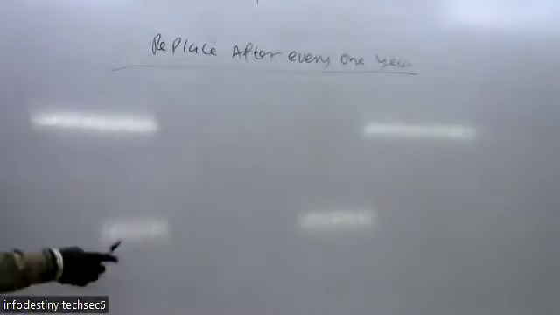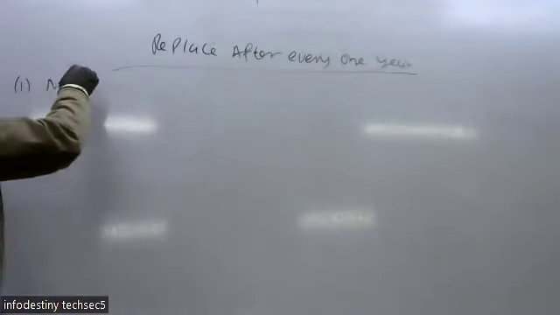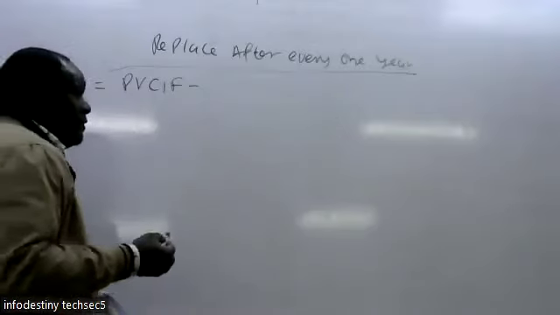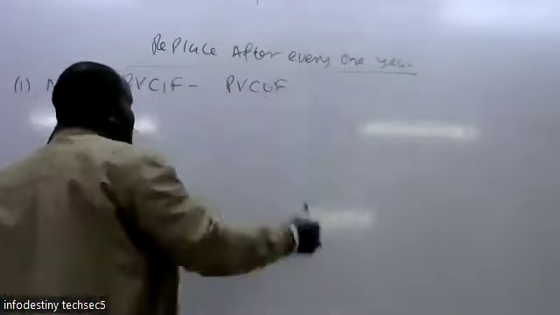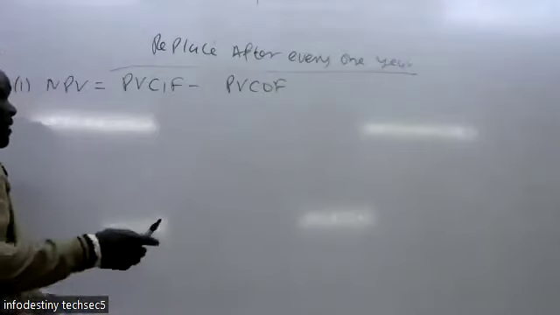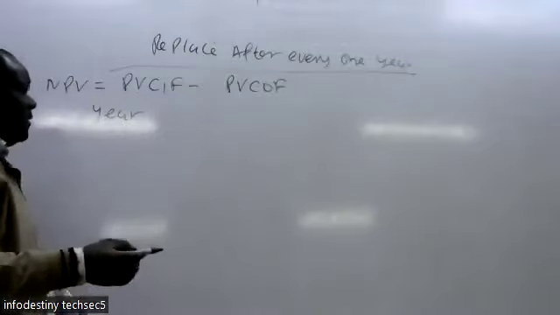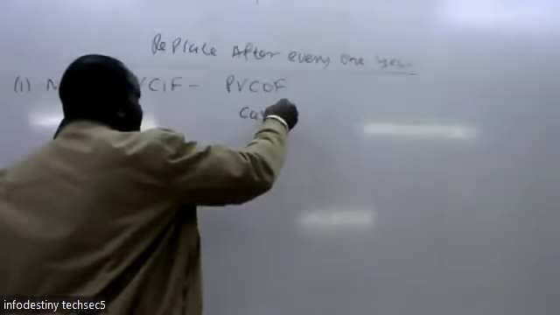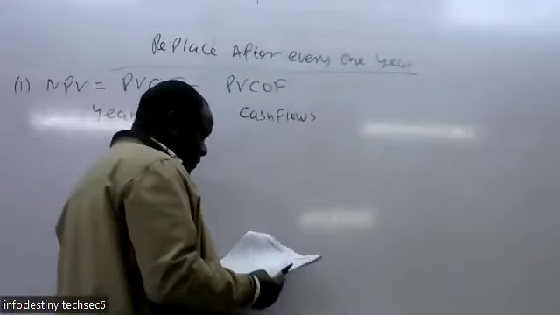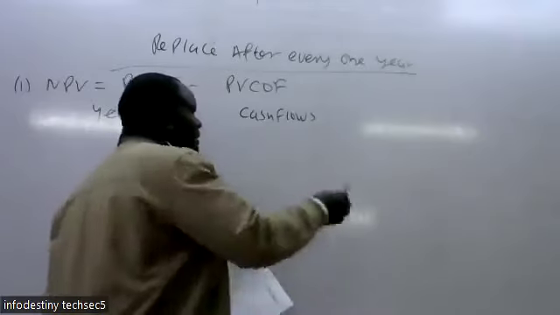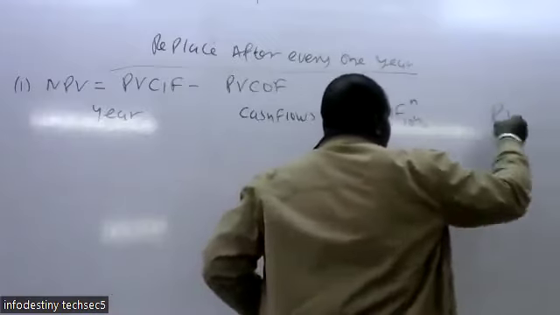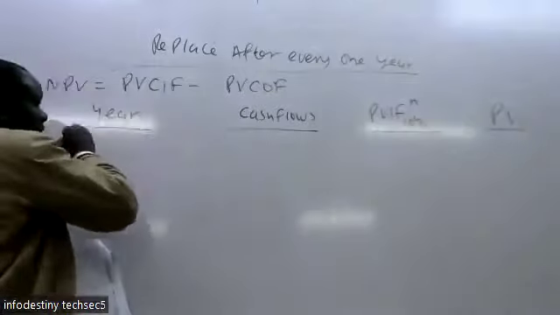Step number one, we calculate the NPV, which is given by present value for the cash inflows minus present value for the cash outflows. Now that cash flows are not the same, we shall spread them in this order: the year, cash flows, then present value interest factor. The cost of capital is given at the end of the equation. Can you see they gave us what percent? Yeah, 10% each year, so that we now come up with the present values.